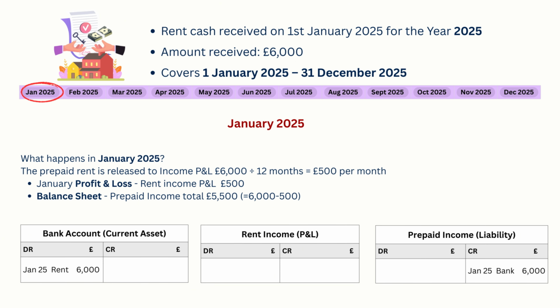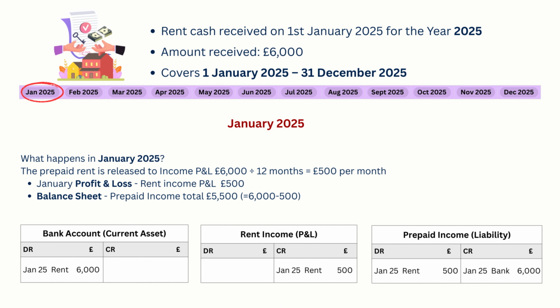In January 2025, the business receives £6,000 and recognises prepaid income in the balance sheet. At this point, bank increases, but income has not yet been fully earned. The rent relates to January through December, not just January. Only the portion relating to January can appear in January's profit and loss. In January, profit and loss shows £500 rental income. Balance sheet shows prepaid income of £5,500.